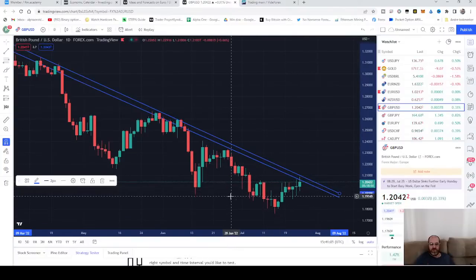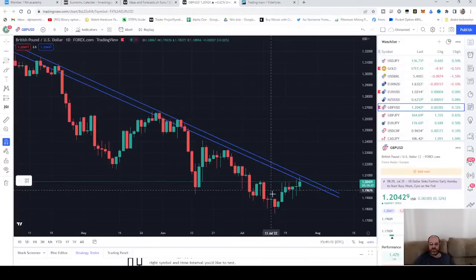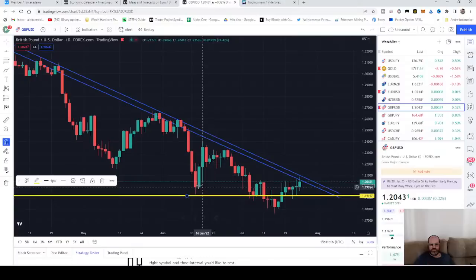Also we can see the downside here. We have a support area. So let's make a line there also, around here. That one is also quite thick. You can see it's moving all the way here. So what will happen here now?